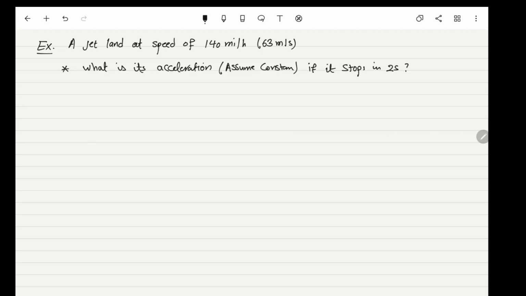Example: a jet lands at a speed of 140 miles per hour, which is 63 meters per second. What is the acceleration, assuming it's constant, if it stops in 2 seconds? To find the acceleration, and it's mentioned here it's constant, we can use the equations of motion.